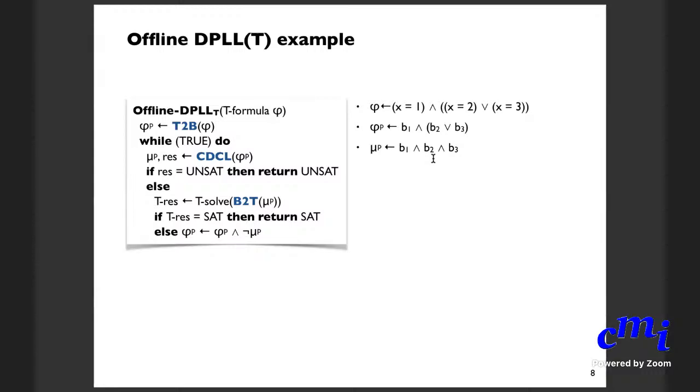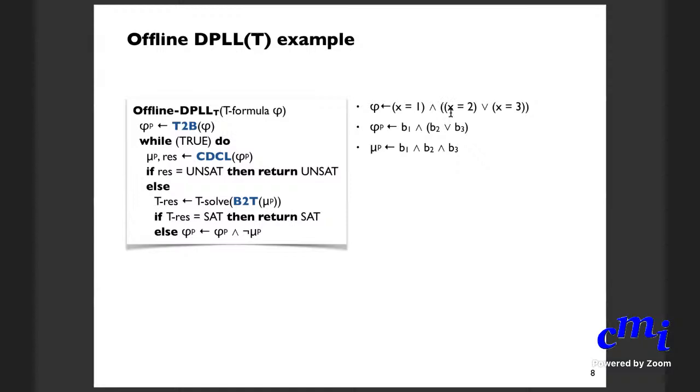No, I guess. Why do you guess? Because how can B1, B2, and B3 all be true? Because x equal to 1, x equal to 2, and x equal to 3 simultaneously can't be true, right? Yes, but if you have a different theory, then it won't be true. But here I'm assuming that we are working in a linear integer arithmetic SMT theory. Okay, this is linear. Then it can't be true.